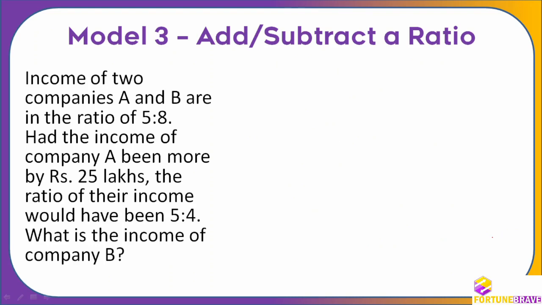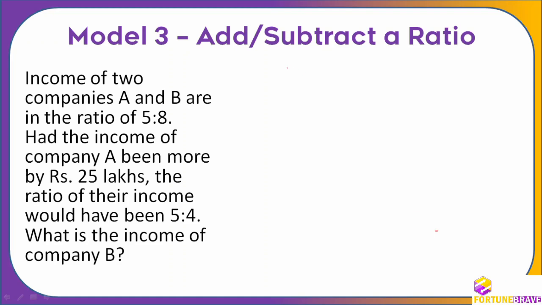Income of two companies A and B are in the ratio of 5:8. Had the income of company A been more by 25 lakhs, the ratio of their income would have been 5:4. What is the income of company B? Now this is a very interesting question.